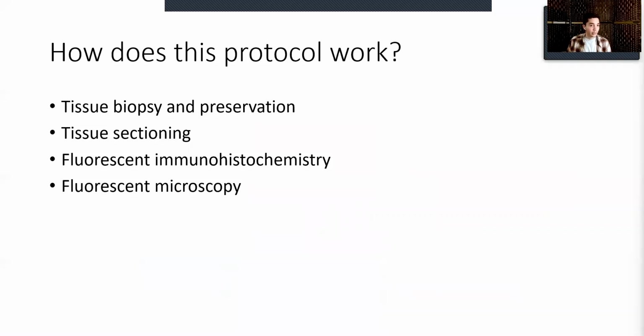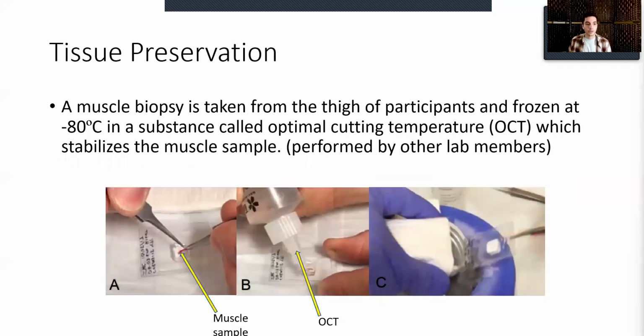How does this protocol work? There are four main steps to the protocol, the first step being tissue preservation. So first, a muscle biopsy is taken from the thigh of participants, specifically the vastus lateralis, and put in OCT, which is a glue-like substance that helps preserve and stabilize the muscle section. It's then flash frozen in liquid nitrogen and put in the freezer at -80.